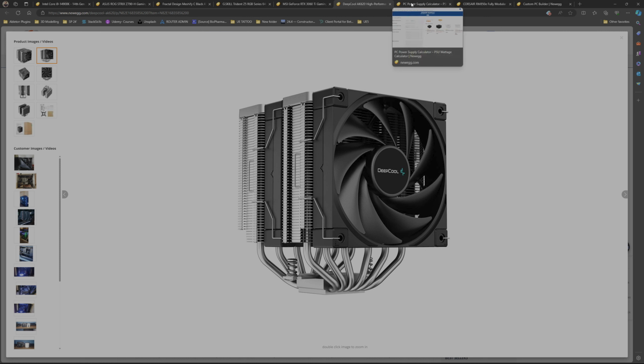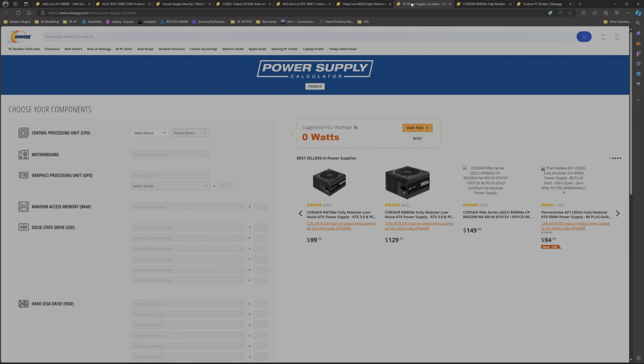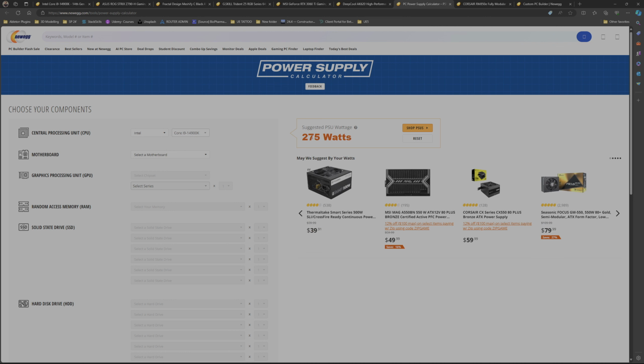Now, how do I know how much power I'm going to need? Well, Newegg, luckily, has all of this for you. So I'm just going to go in here. And basically, you just want to find your CPU. So right now, the CPU just by itself, guys, is pulling 275 watts.